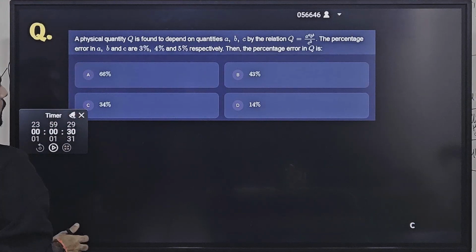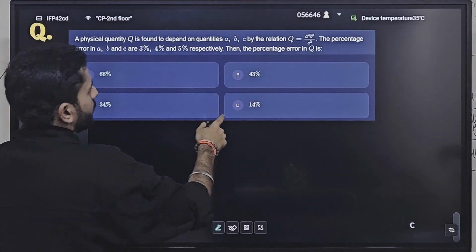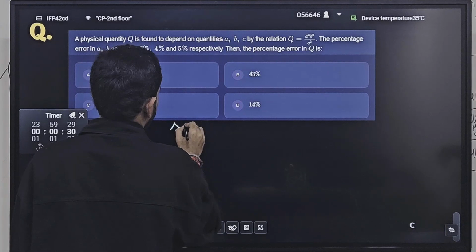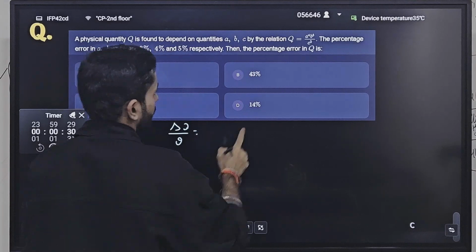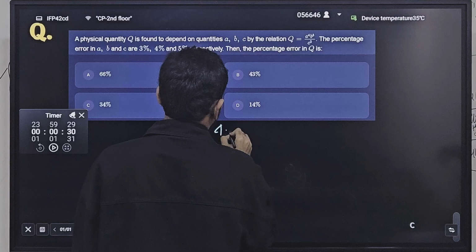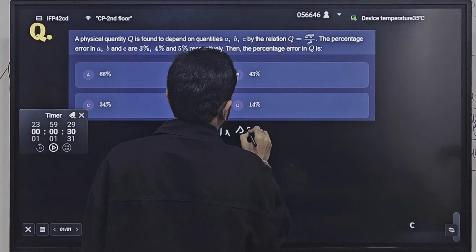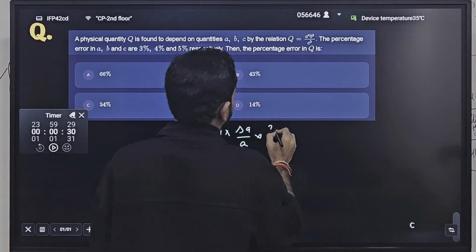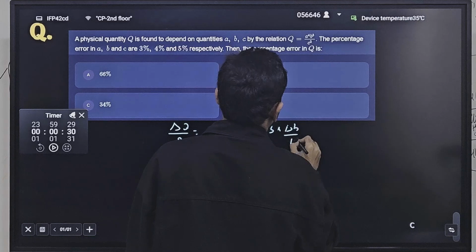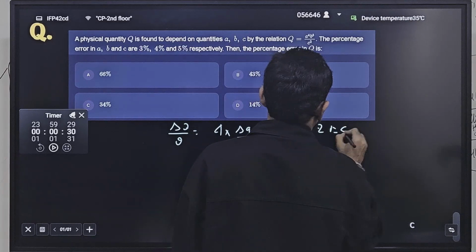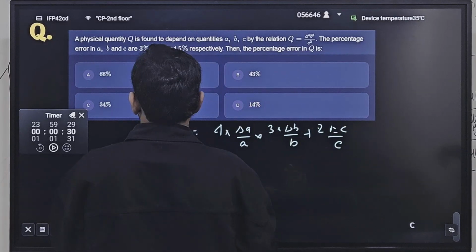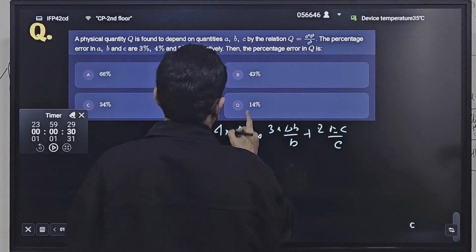Solve the question. Percentage errors are given and you have to find the percentage error. So that means you have to find delta Q by Q. How can you write it? Check the powers. Just multiply them by the percentage errors: 4 times delta A by A plus 3 times delta B by B plus 2 times delta C by C.